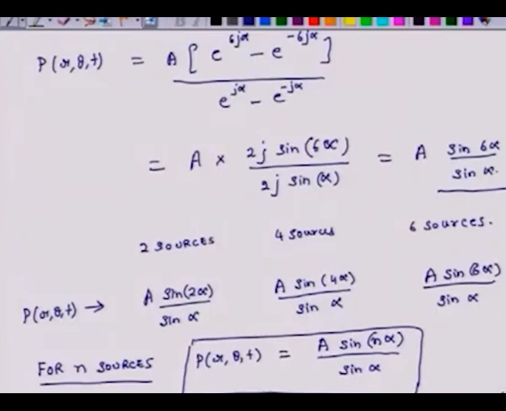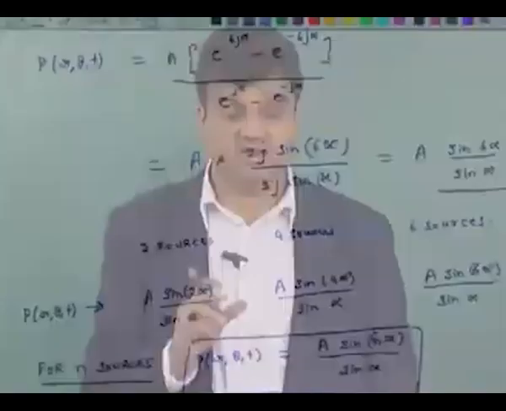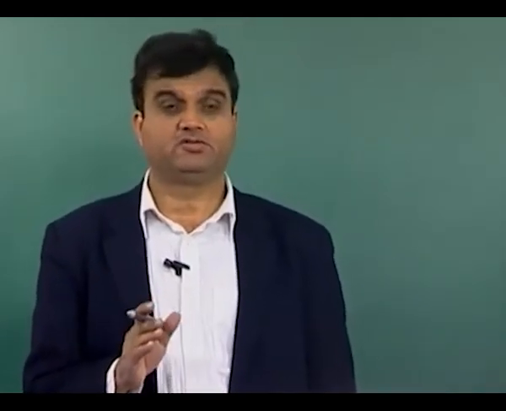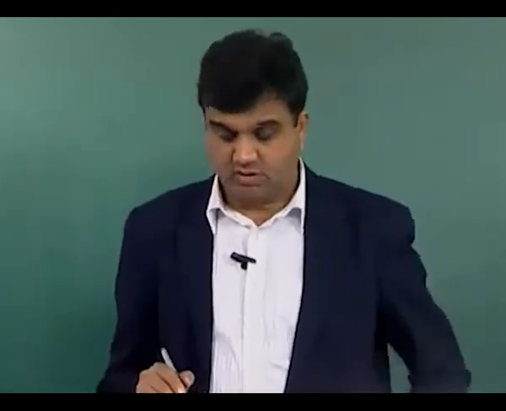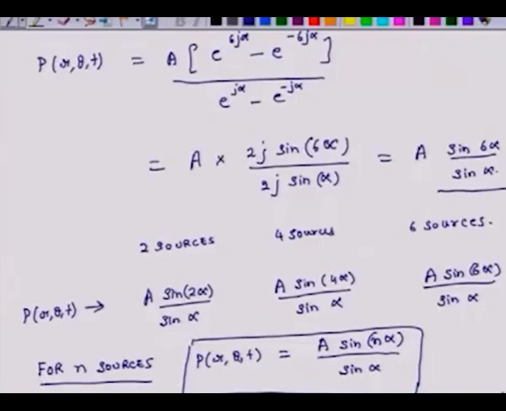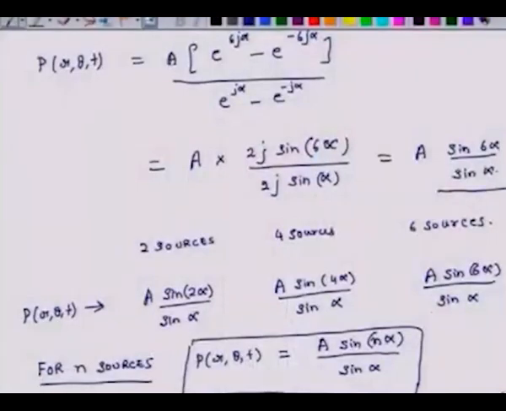all separated by equal distance, which is d, and all sources are working in such a way that the phase difference between all of them is exactly 0 and their volume velocities are identical. In such a case, the overall pressure at a point which is far away from this array of sources is A times sin of n alpha divided by sin of alpha.